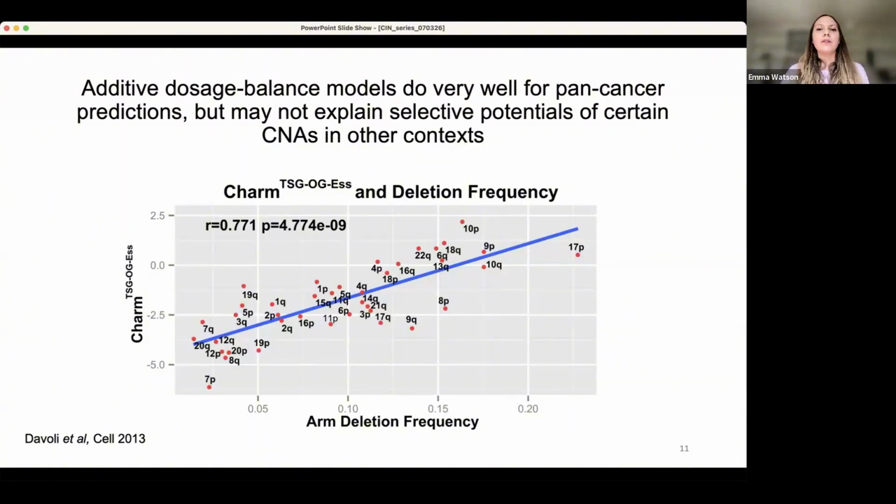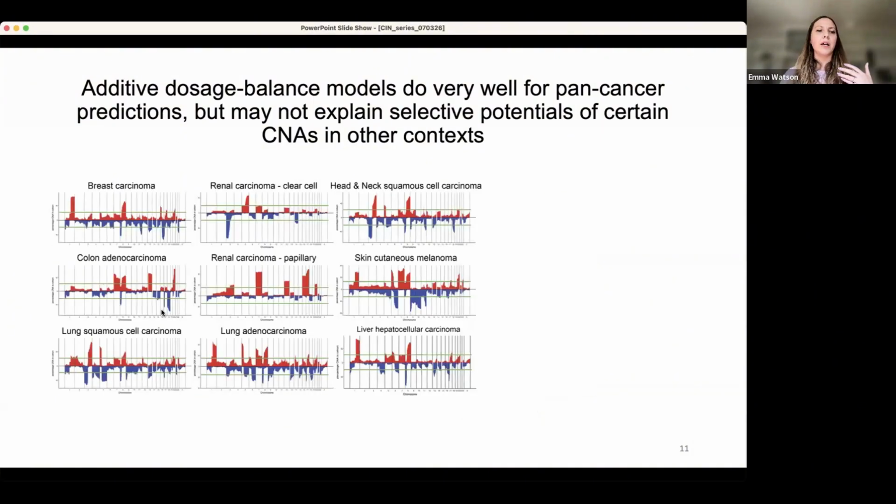And so generally this works fairly well in a pan-cancer setting where we have lots of information about chromosome amplifications, deletions. We have lots of information about mutations. But this model may not explain selective potentials for certain copy number alterations in other contexts. For instance, it doesn't do a super great job predicting tissue-specific tumor amplification deletion profiles, suggesting there are some chromosome regions that have very tissue-specific phenotypes that don't really overlap well with the mutated oncogenes and tumor suppressors for those cancer types.